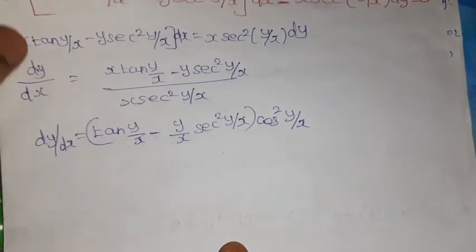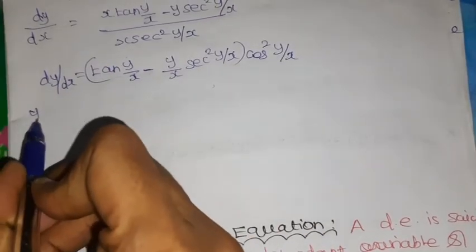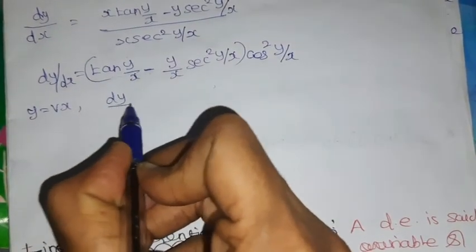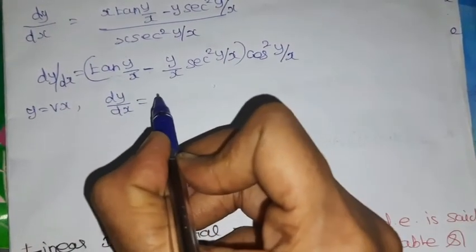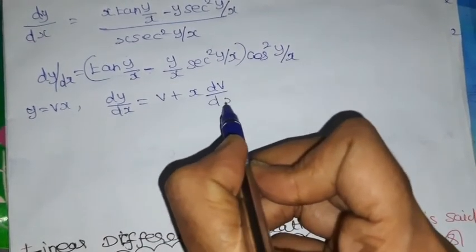Next what we need to do? We need to put one substitution. What is that? y equals vx, so that dy by dx is nothing but v plus x dv by dx, right?